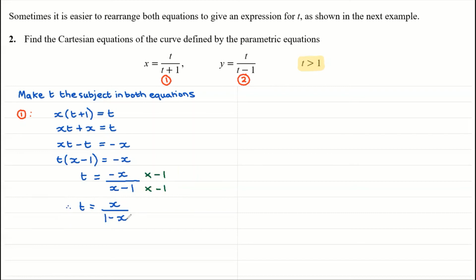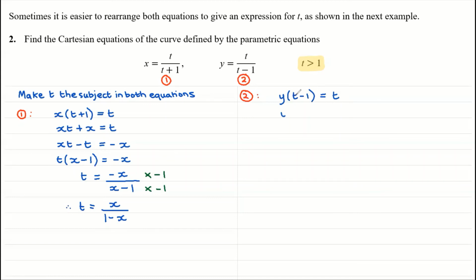Now, moving on to equation 2, which I'll just do here. So equation 2, we do the same process. And obviously, if you're not good at rearranging equations, there's some worksheets from the GCSE to A-level transition booklet that you can have a go at on this. Loads of work on rearranging equations. So multiply by t subtract 1 this time. So that removes the denominator.